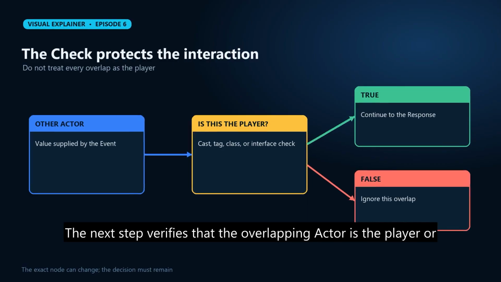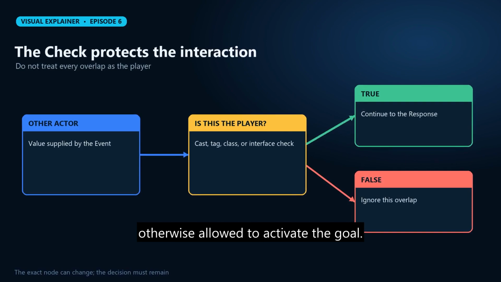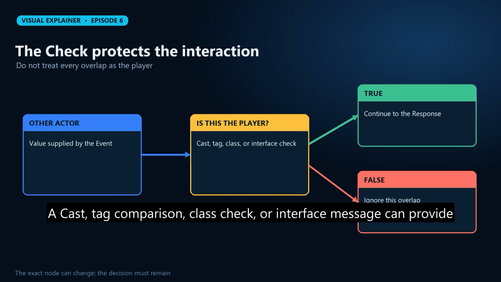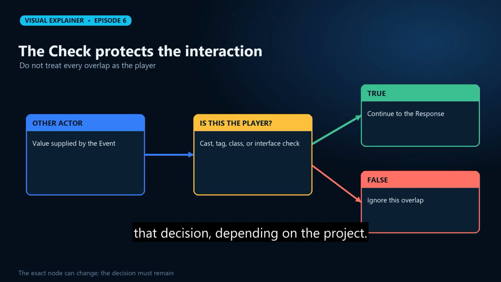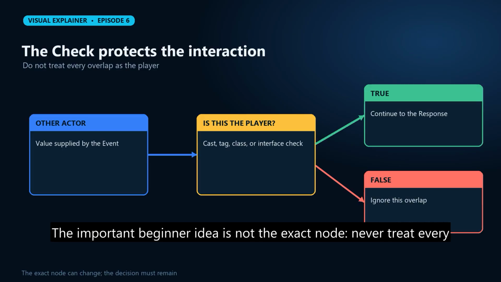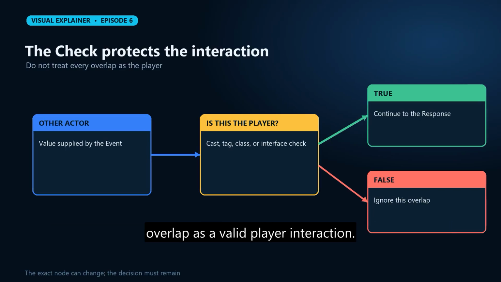The next step verifies that the overlapping actor is the player or otherwise allowed to activate the goal. A cast, tag comparison, class check, or interface message can provide that decision, depending on the project. The important beginner idea is not the exact node. Never treat every overlap as a valid player interaction.